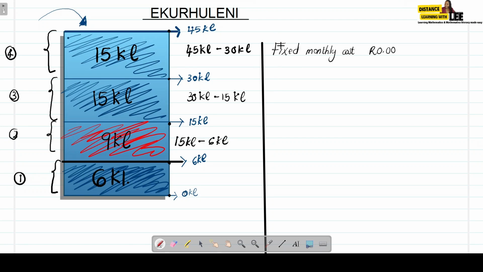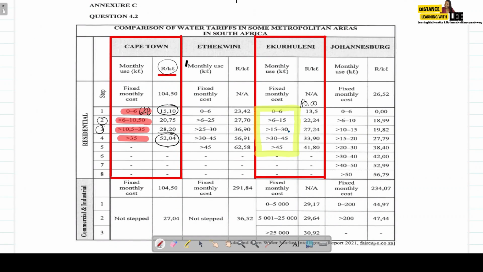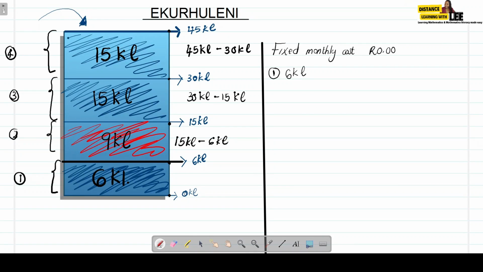Okay, then we're going to go on and now calculate how much he paid for each and every interval, or each and every region. So I'm going to say in our region 1, he used 6 kiloliters of water. If he uses between 0 to 6 kiloliters of water, how much does he pay? 13 rand and 50 cents. For 1 kiloliter that he uses, he needs to pay 13 rand and 50 cents. However, how many kiloliters did he use? He used 6, so you need to take that 6 and multiply it by 13 rand and 50. If you do that, you'll find that you get 81 rand, okay?